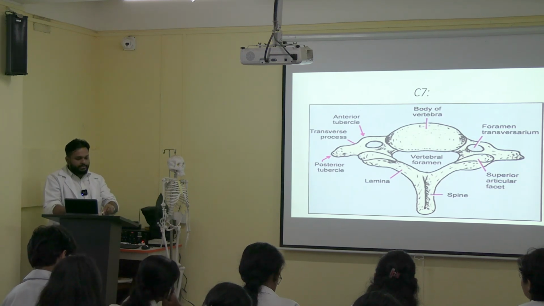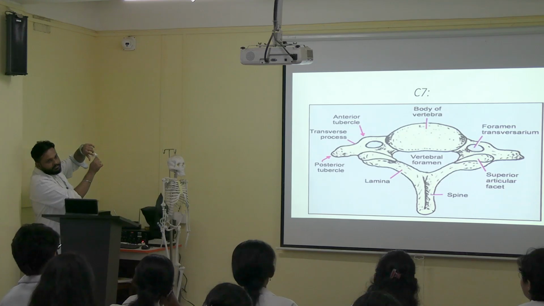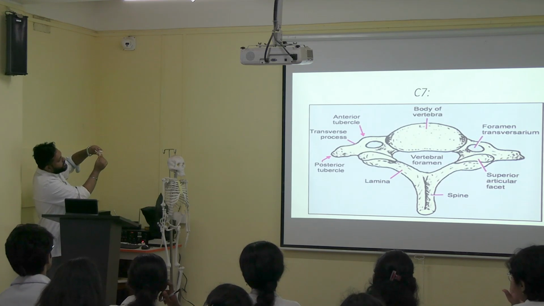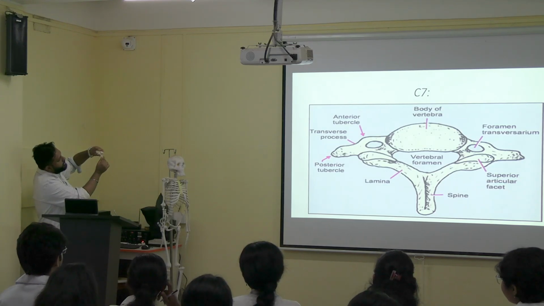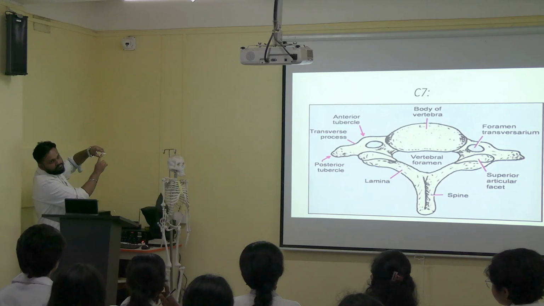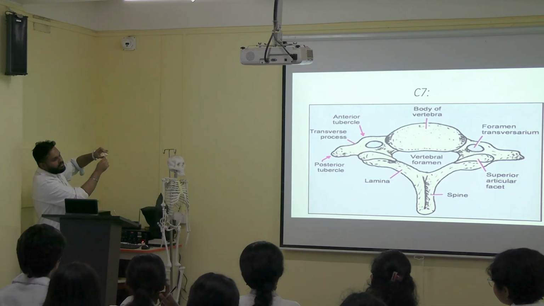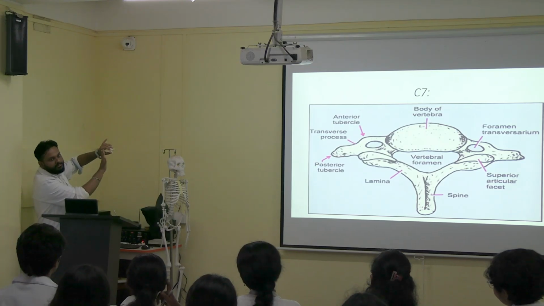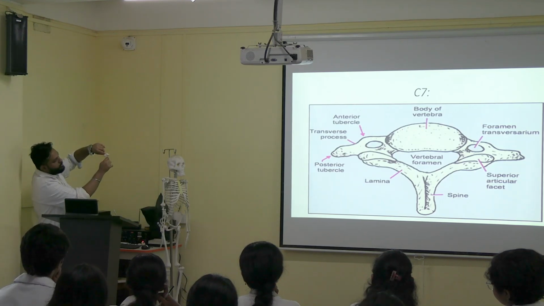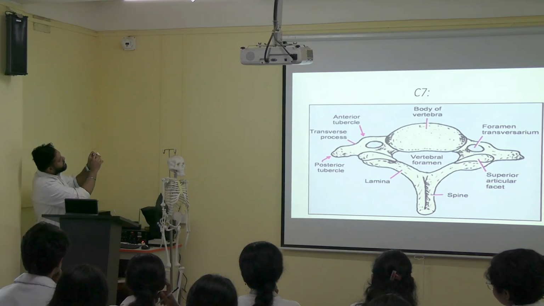Okay, what are the parts? This is the body, right? This is the spine. What is this thing? This is nothing, it is for making joints when the specimen was made. Example, if they give this and ask what is this, don't say this is a foramen. These are the foramens.